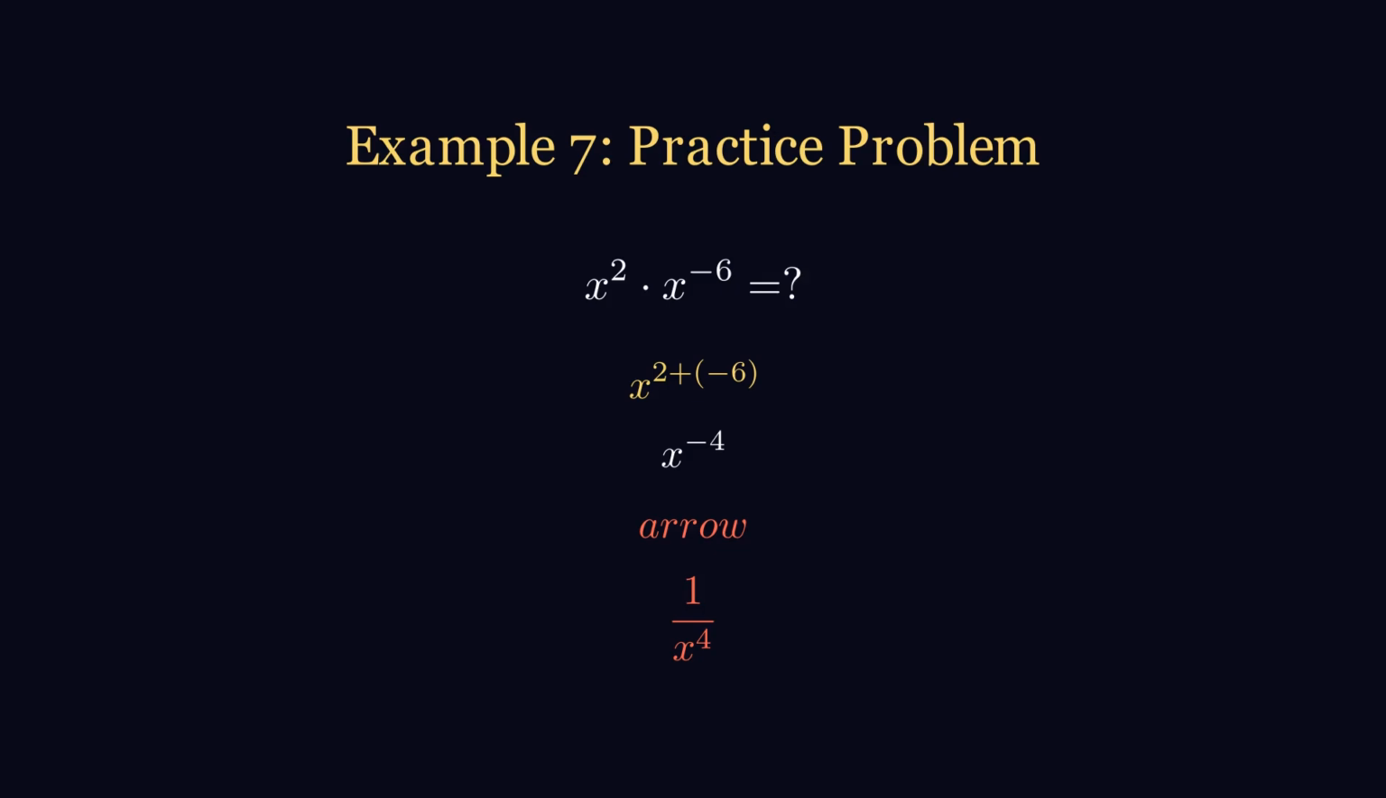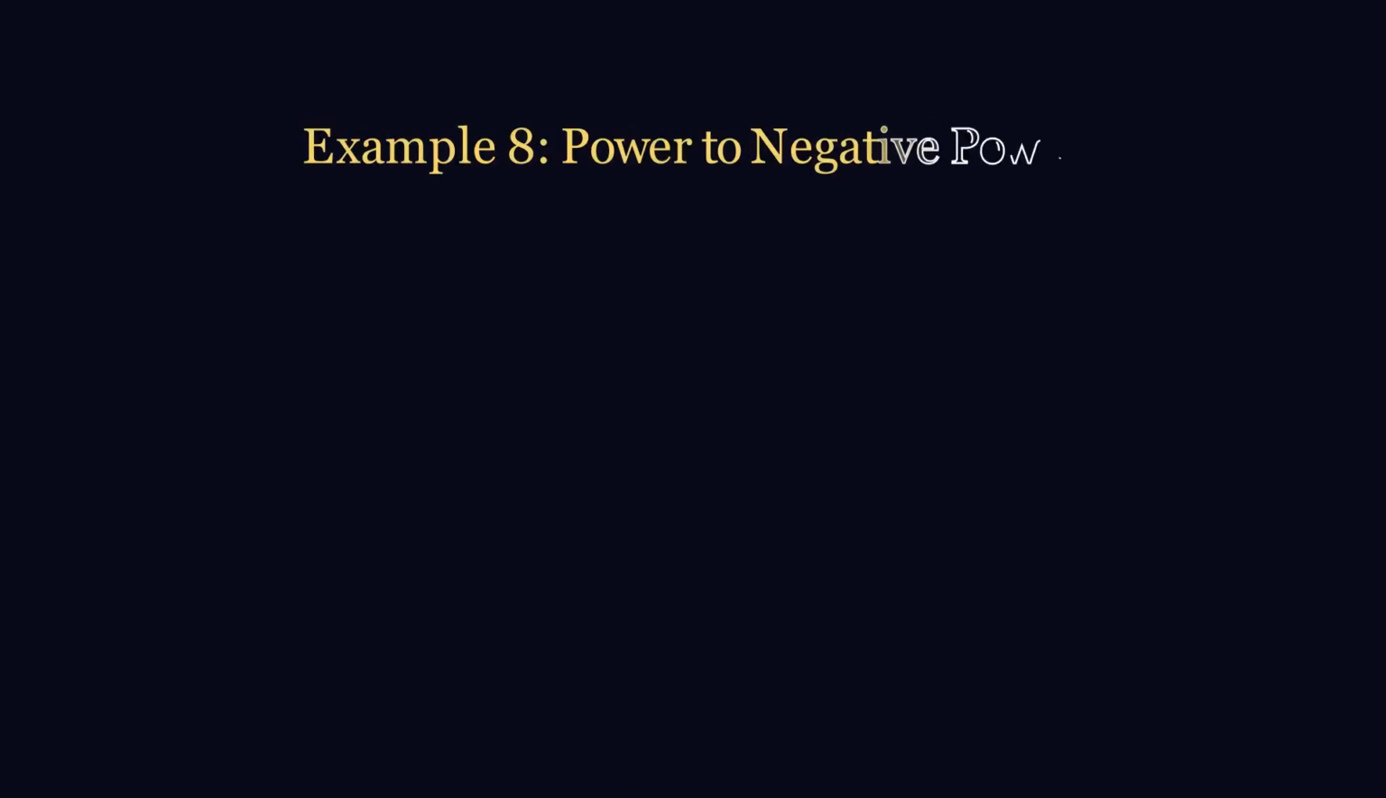Here's another practice problem for you. Simplify x to the 4th power raised to the -3 power. When raising a power to another power, we multiply the exponents. 4 times -3 equals -12. So we get x to the -12 power. Since this is a negative exponent, we rewrite it as 1 over x to the 12th power. This process of converting negative exponents to positive ones in the denominator is essential to master.